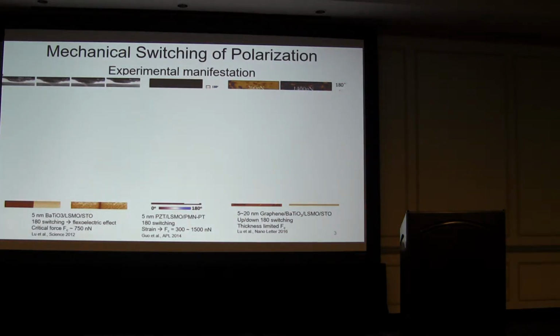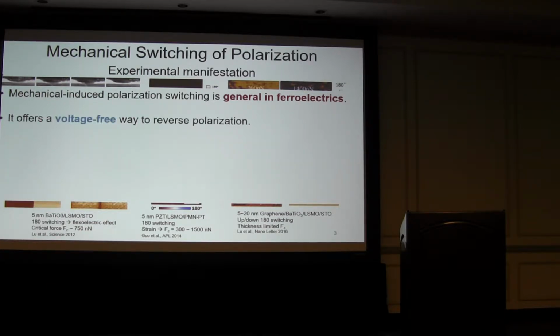So from these several works, we can make several observations. First, the mechanically induced polarization switching is general in ferroelectrics, whether in the common perovskites or in polymers. And it also offers a voltage-free method to reverse the polarization, which can help us avoid some problems from electric switching, like charge injection or the leakage problem.